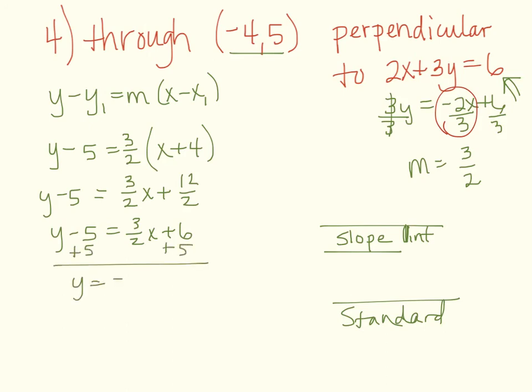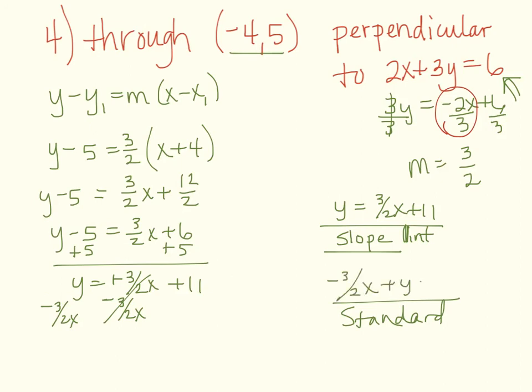And for slope-intercept form, we're going to have a positive 3/2 x plus 11. Now for standard form, we need to take that positive 3/2 x and subtract it over. We want our x to come first, so it's going to be negative 3/2 x plus y equals 11. So there's your slope-intercept, there's your standard, and those are your two answers.